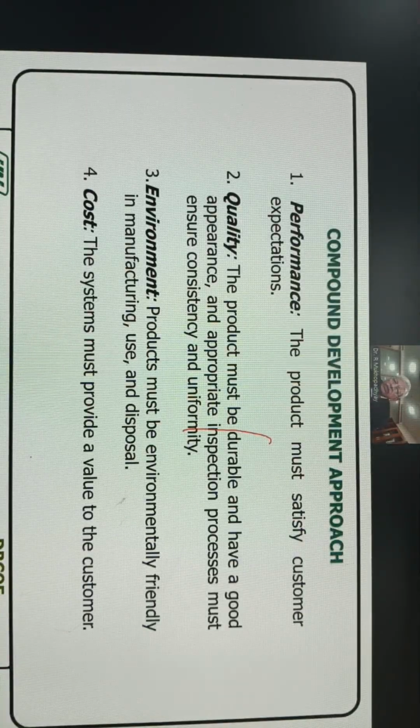The approach is performance, quality, environment. Now the environment means the product must be environmentally friendly in manufacturing, use, and disposal, because end of life of the rubber product, end of life of the tire, is already a problem. As you know, the legislation is extended producer responsibility. So whatever product we make tomorrow, you have to take it back, recycle it, and go to your virgin product.